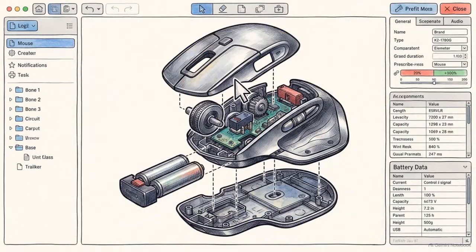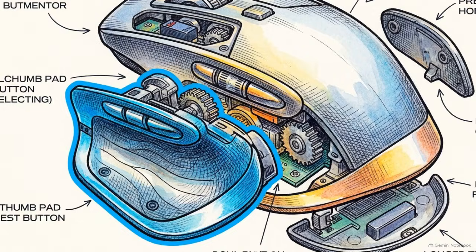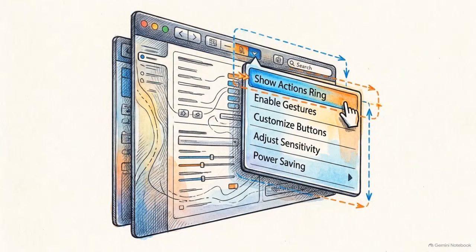Inside the graphical interface, click on the hardware diagram to open your scroll wheel settings. Here, you can define the exact physical threshold for your SmartShift ratchet sensitivity. Next, select a physical thumb button on the diagram. Open its action menu and assign the payload to the Show Actions Ring command.